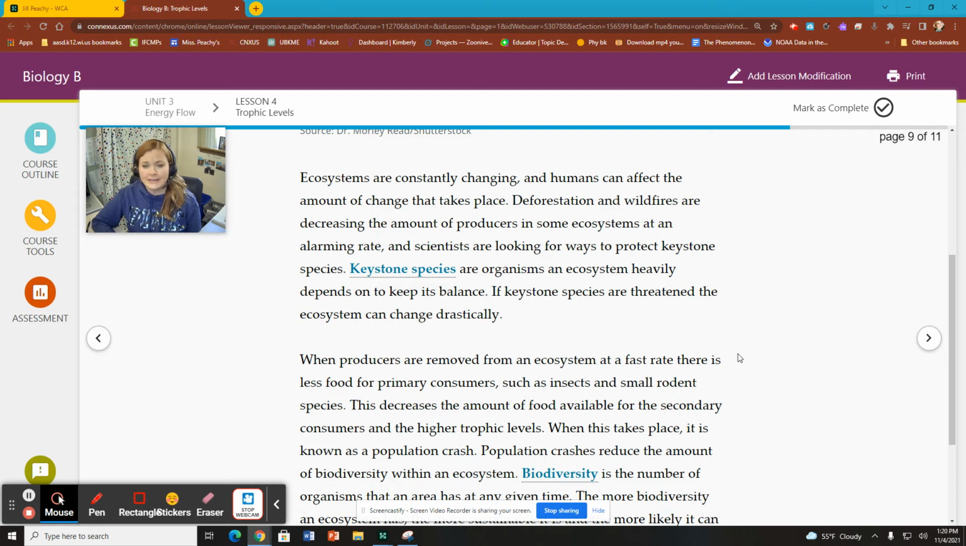A good example of a keystone species is a sea otter. A sea otter lives in the kelp forest, and its role in the kelp forest is as a predator. And it specifically feeds upon many different shellfish and things like that, but it also feeds on something called a sea anemone, a spiny anemone. I don't know why they're so pokey, but it likes to eat the spiny anemone.